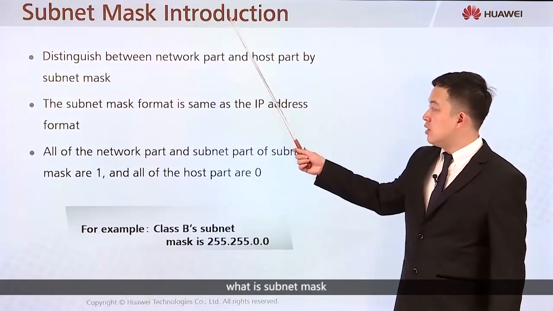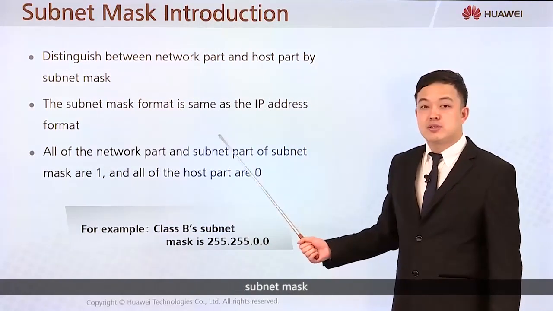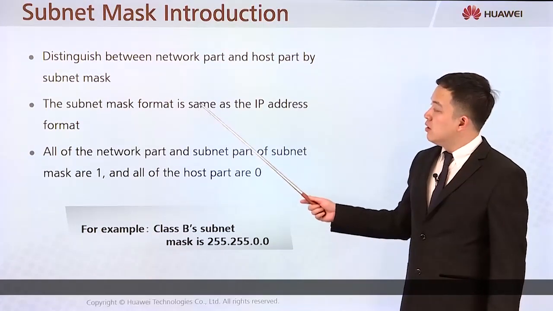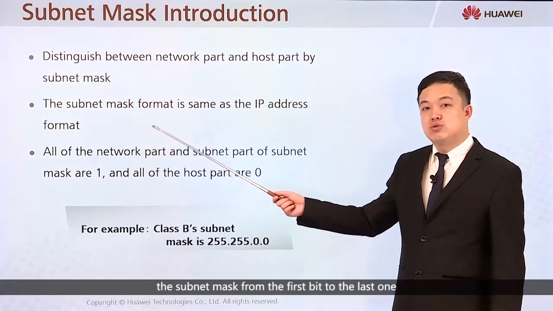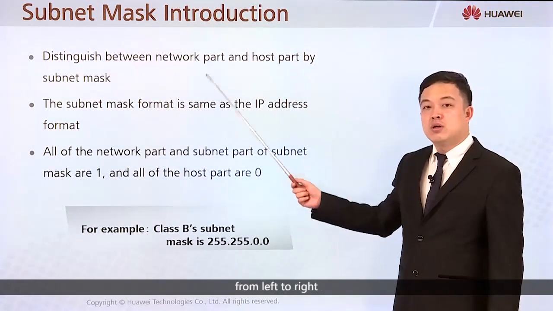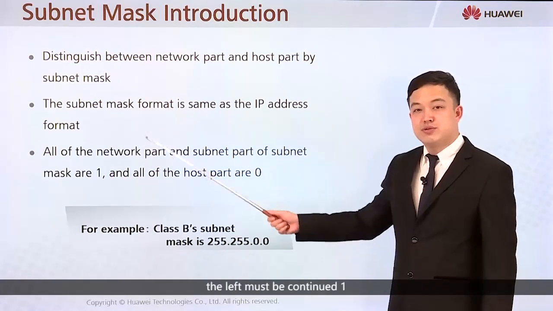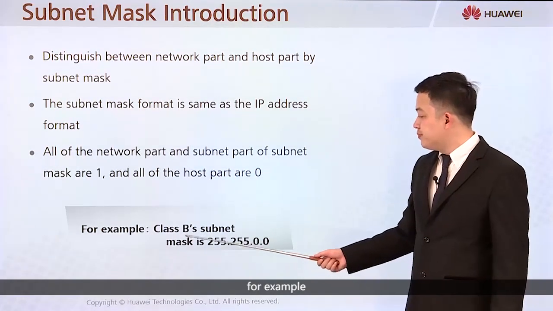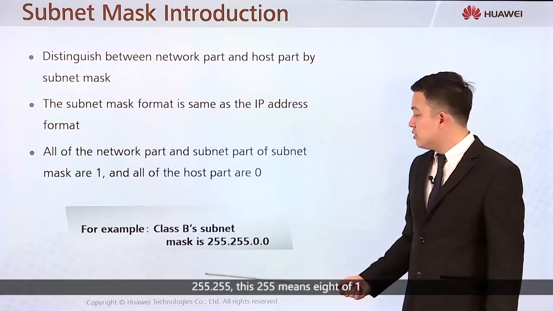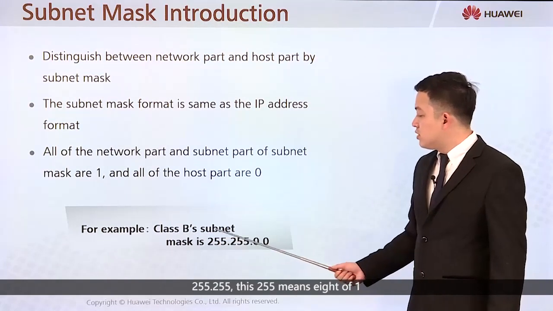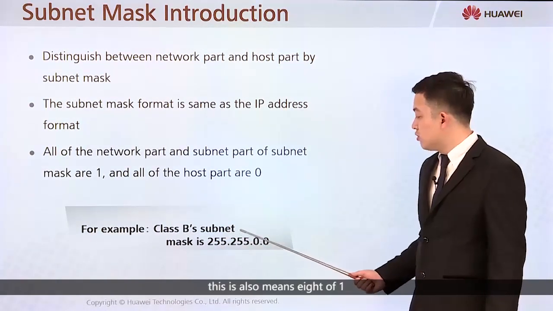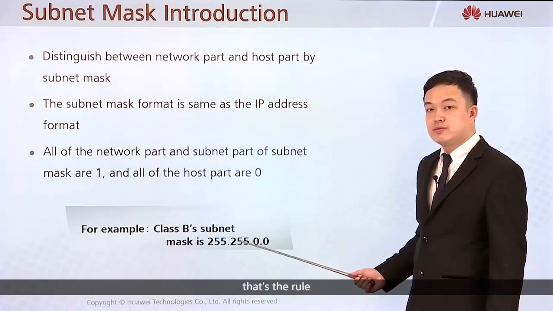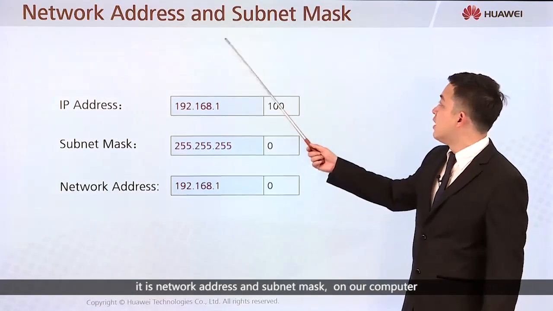Subnet mask introduction. What is a subnet mask? First, it is similar to an IP address, but the rule is a little different. The subnet mask, from the first bit to the last one, from left to right, must be continuous ones. For example, here is a Class B subnet mask: 255.255. This 255 means eight 1s, and this is also eight 1s. We cannot use 0 in this part and 1 in this part. That's the rule. This is the network address and subnet mask.